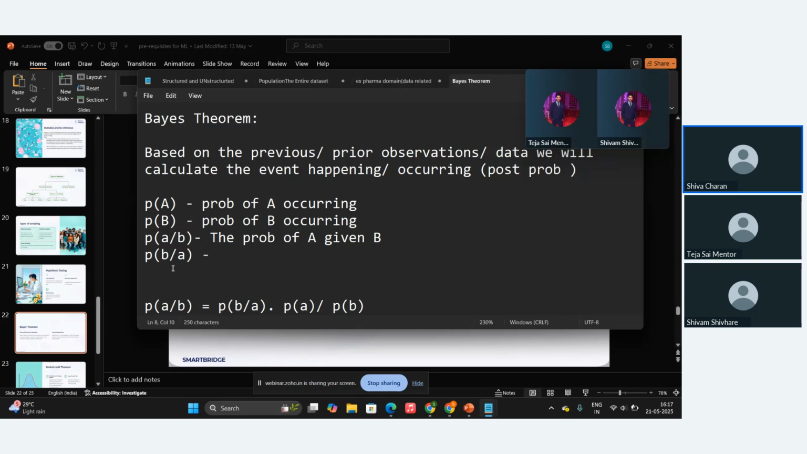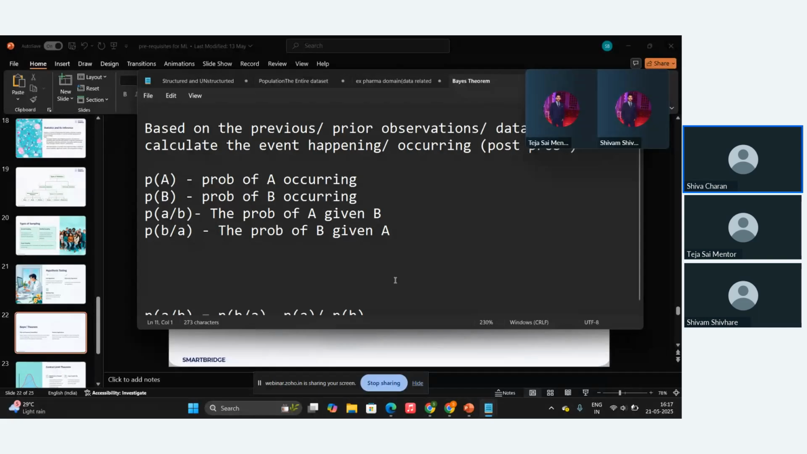So what will be B by A? B by A will be something similar but quite opposite. That is the probability of B given A. The probability of B considering the A value. So let's say I'm having two values.